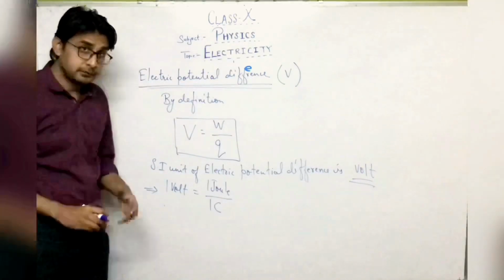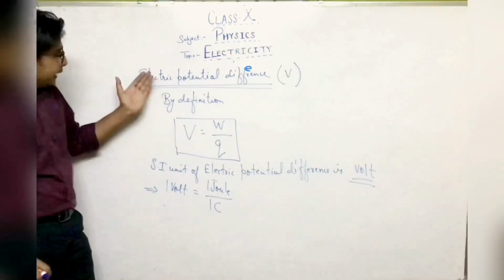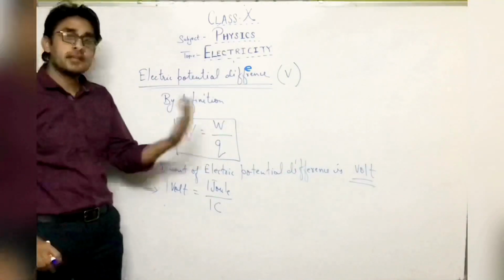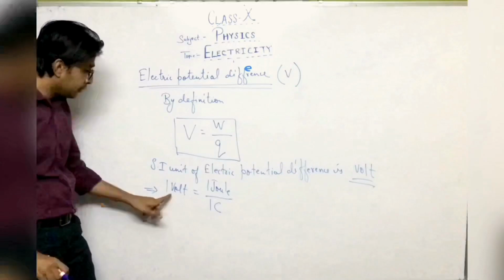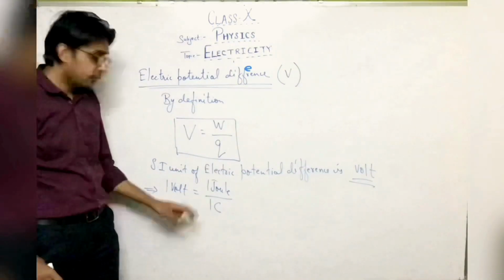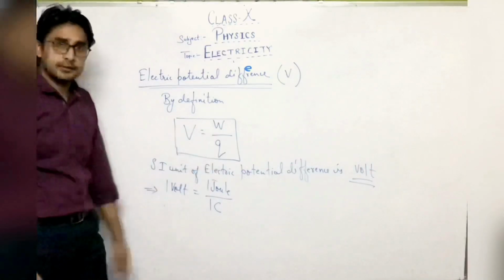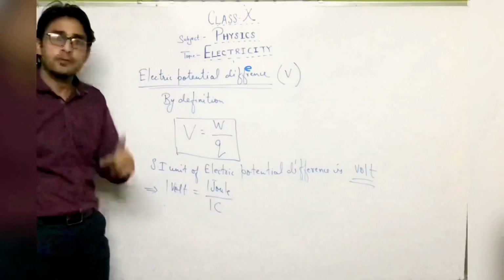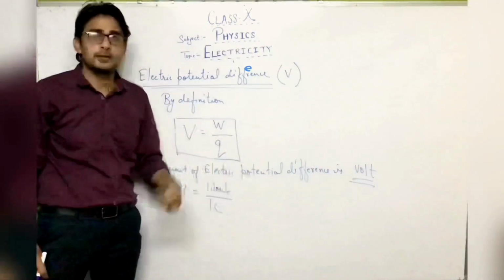Now we will define, see how. Electric potential difference between 2 points inside the electric field is said to be 1 volt when 1 joule of work is done in moving a charge of 1 coulomb from one point to another inside the electric field.